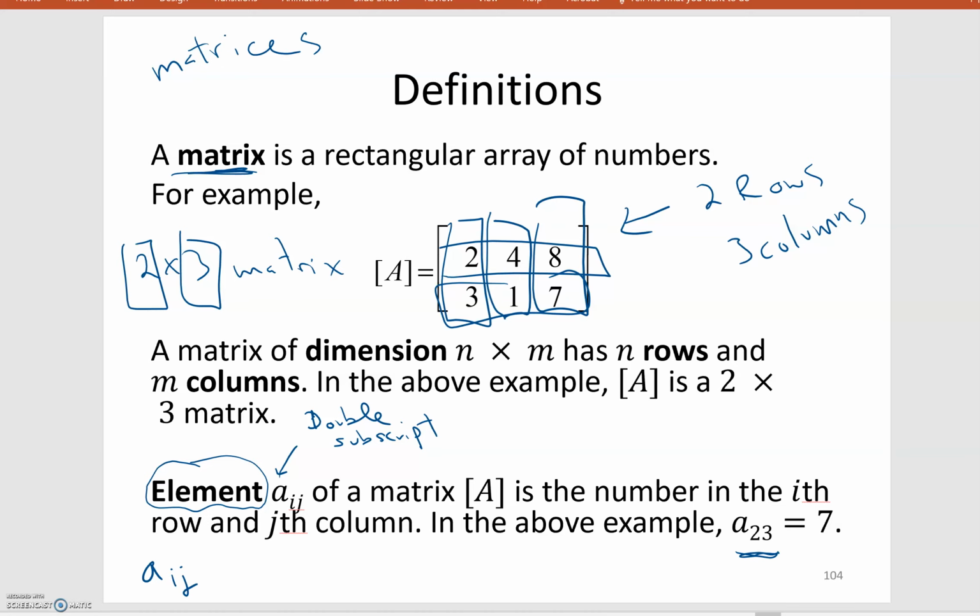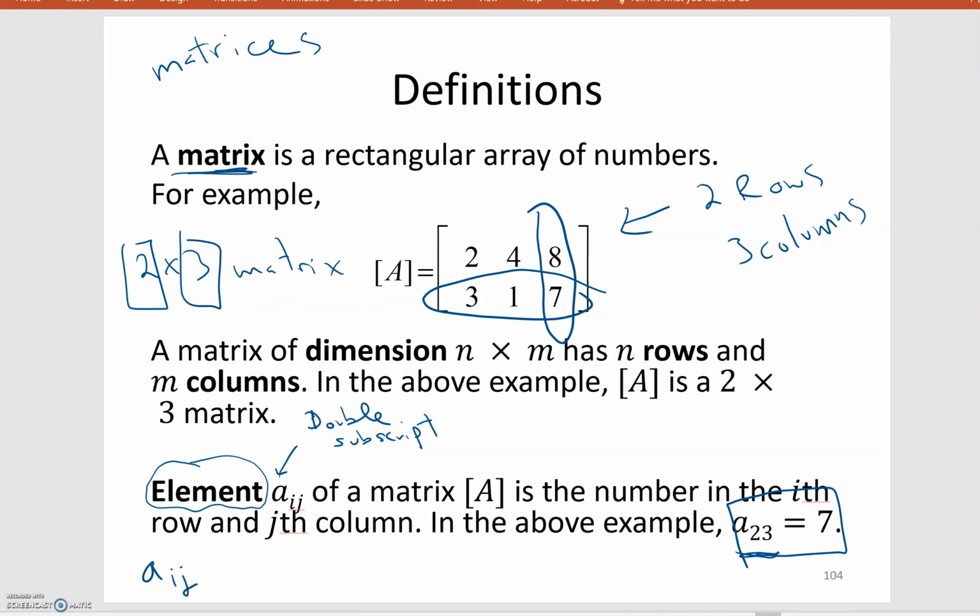But so row 2, let me erase all this. This is row 2, this is column 3, and so the common thing there is 7. So that element is 7. So A23 is 7. If I wanted to ask you for, say, A12, that's row 1, column 2, that's 4, for example. So this is just the basic navigation of a matrix. Okay, so this is end of this video.